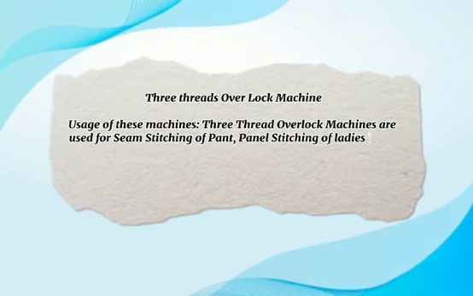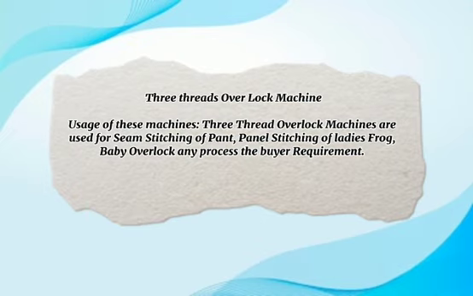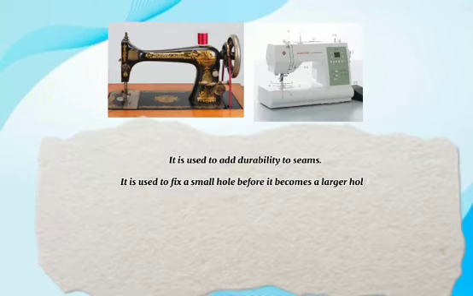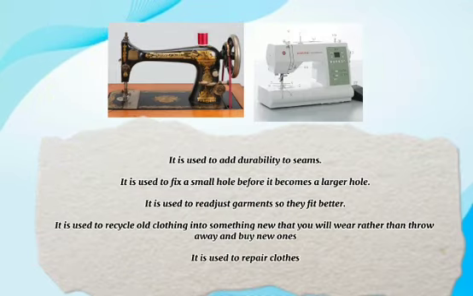Three thread overlock machine. Usage of these machines: three thread overlock machines are used for seam stitching of pants, panel stitching of ladies' frocks, baby overlock, and any process per the buyer's requirement. It is used to add durability to seams. It is used to fix a small hole before it becomes a larger hole.